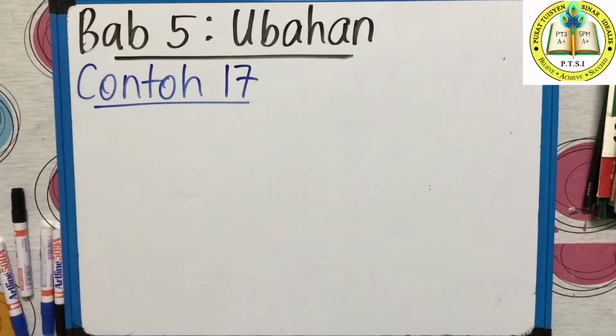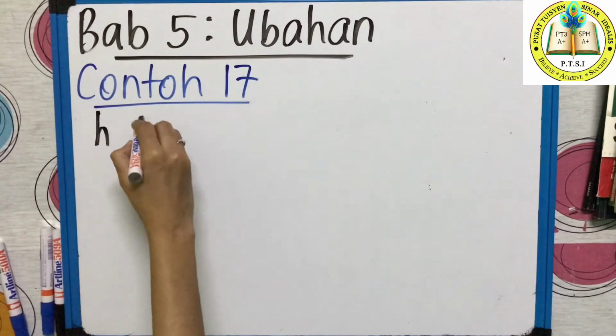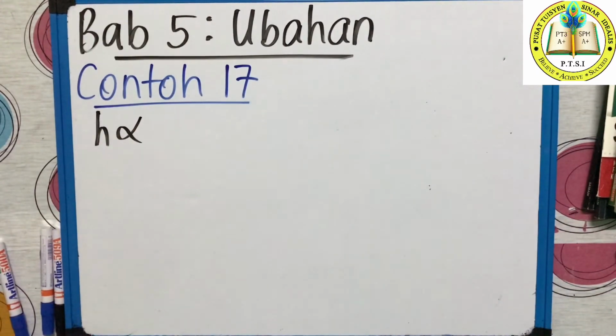Class, the next one, teacher show example 17. Okay, contoh 17. Yang ini adalah dalam topik ubahan tercantum. It's a combined variation. Okay, look example 17. H berubah secara langsung. So teacher write here with the black marker. H berubah secara langsung dengan M dan N kuasa 2.